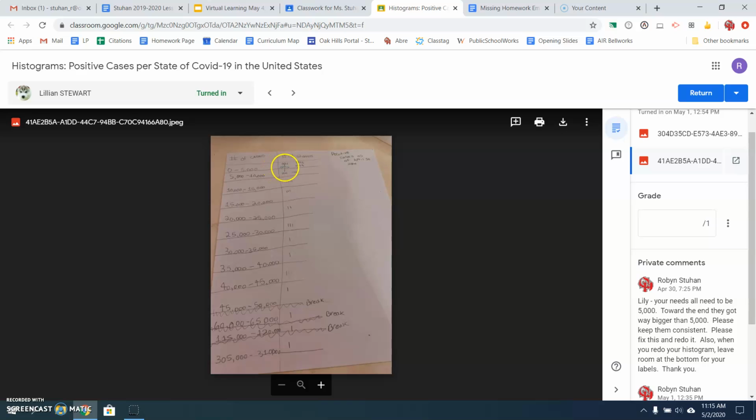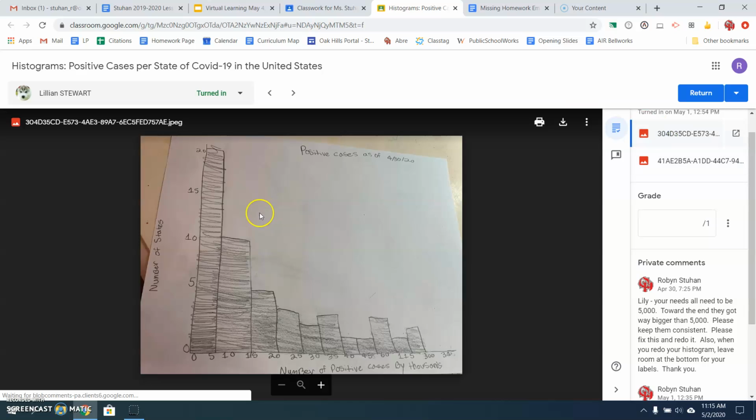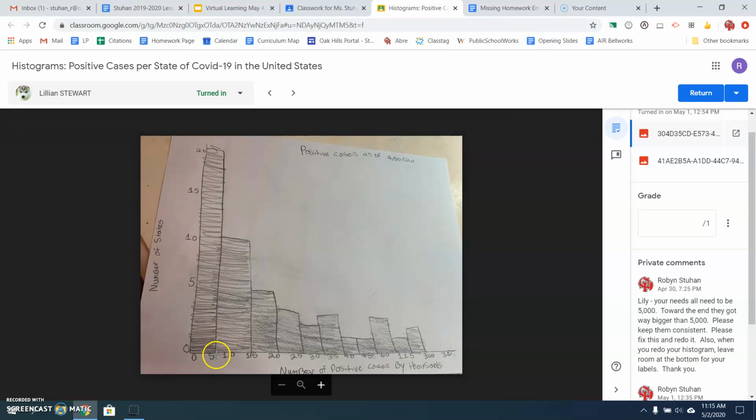So here it looks like you have 20 states between 0 and 5. So you have that here as well. That's good. The one thing that you need to fix, well, more than one thing, but one of the things that you need to fix is your labels at the bottom need to be on the lines. So 0 here, and then this should be 5, and this one should be 10. So you don't want to have a label in the center of your chart. You need to have it on the lines.